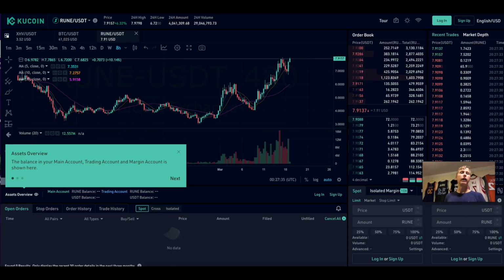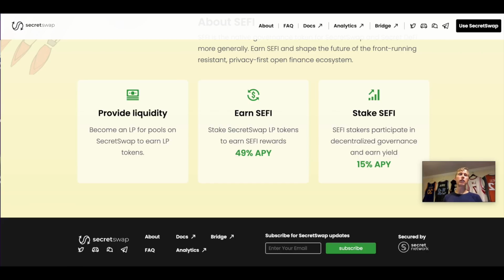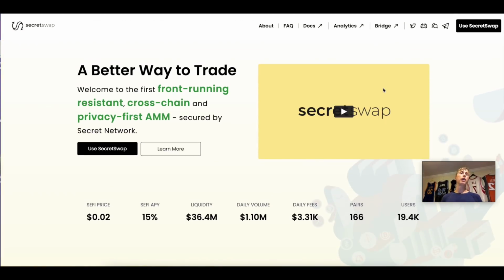And then if you guys are in the DeFi space, you can also get this over on Secret Swap. The slippage is a lot higher, one. And two, well, dude, if you buy RUNE over there, IBC is not enabled on ThorChain. It's going to be idle and it's going to be stuck on Secret Swap.